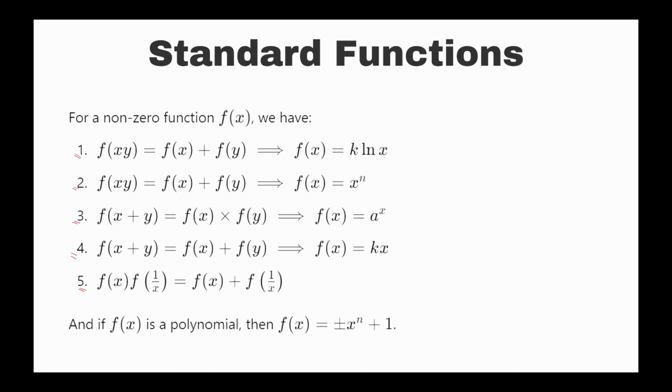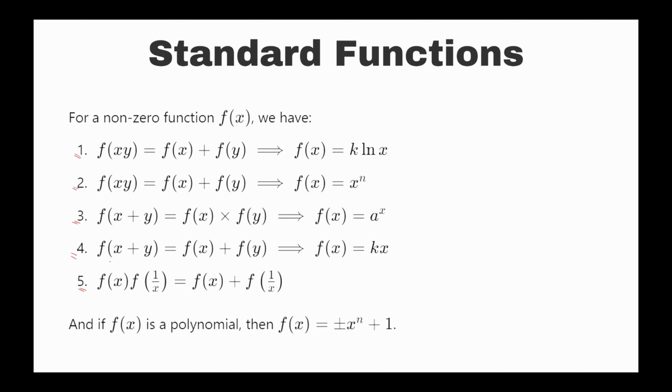Let's say if you have f of xy is equal to f of x plus f of y, then your function is basically k times of ln x. Again, k is a constant which you would be able to calculate based on the question that has been given to you or the conditions they have given in the question. This type of function can also be considered to be x to the power n. If f of x plus y is equal to f of x into f of y, then it becomes f of x is equals to a to the power x.